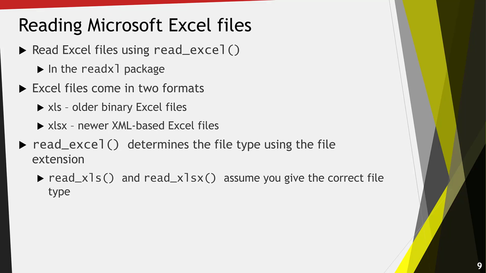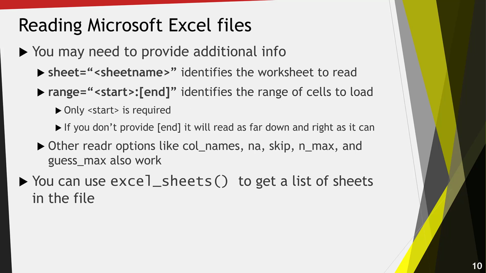Excel files come in two formats. There's the older XLS version, which are binary files, and there's a newer version, XLSX, that are actually XML-based files. readxl can read both of these. It's going to determine the file type using the file extension. There are two analogous functions, read_xls and read_xlsx, which assume you give it the correct file type. You'll frequently need to provide additional information when you load Microsoft Excel files. You'll do these through additional named arguments to the read_excel function.